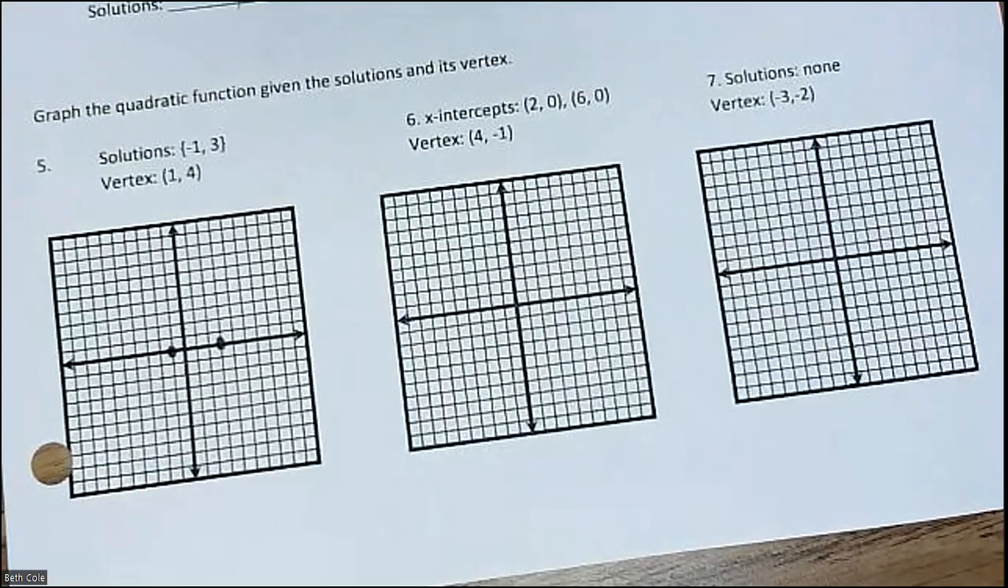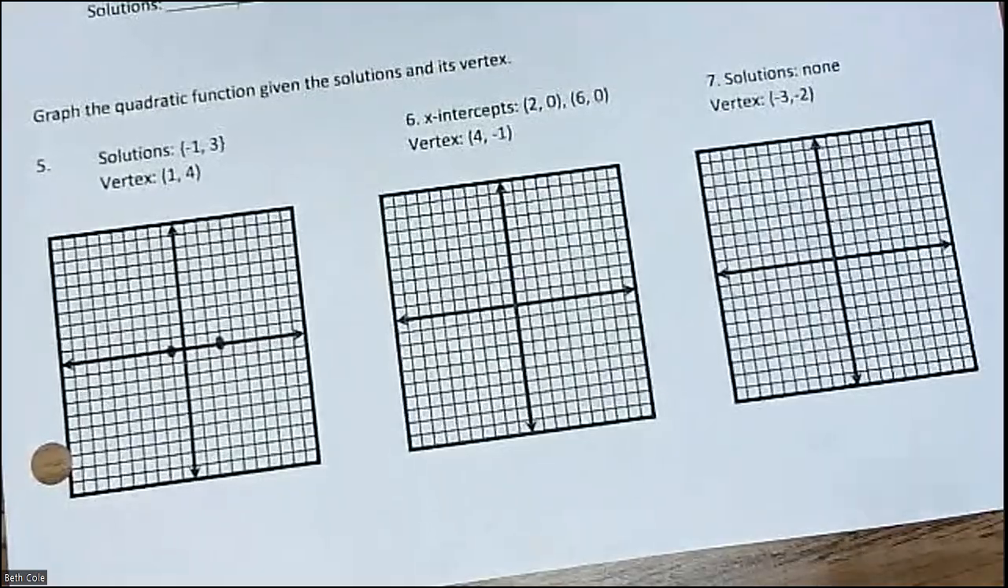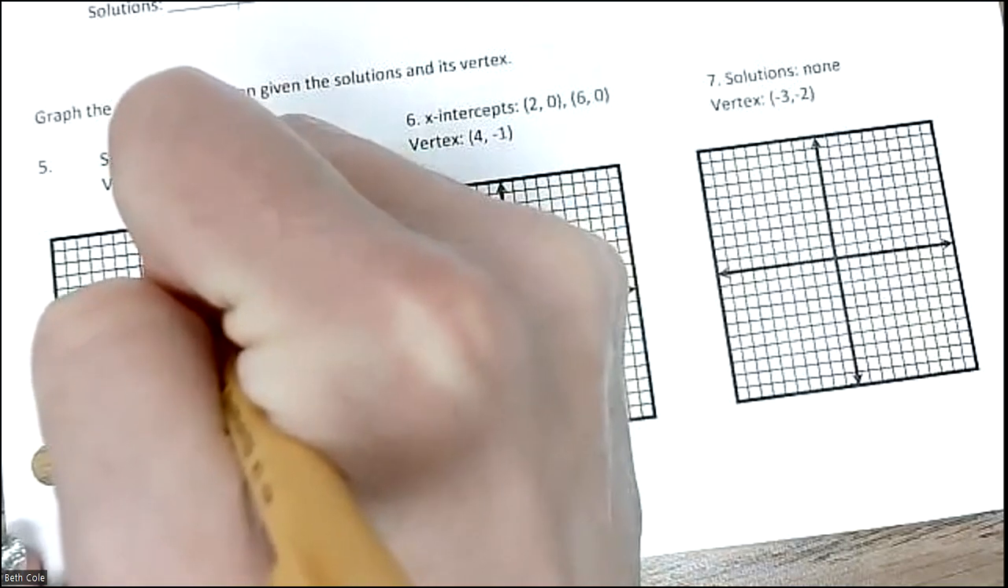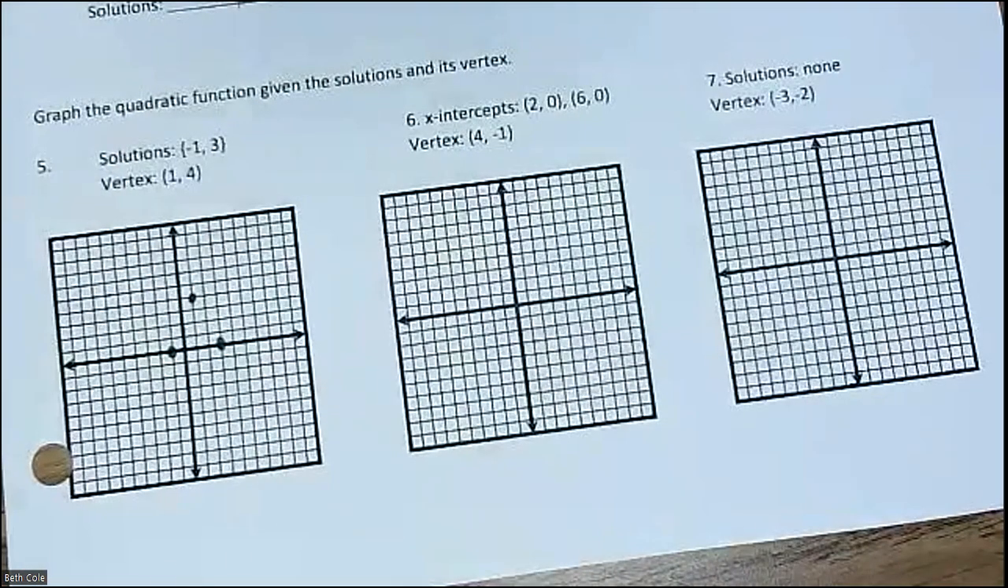The other words for that are roots or zeros. Basically, if they ask you anything about a quadratic, assume they mean x-intercepts because that's likely what they're asking you about. All right, and then we're given the vertex is 1, 4. So you're going to plot that point as well. And then basically just connect it. It's a U shape.